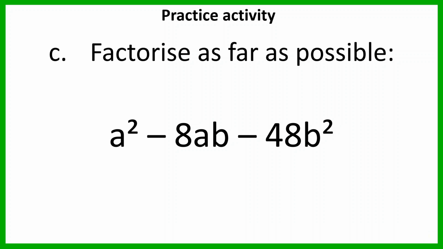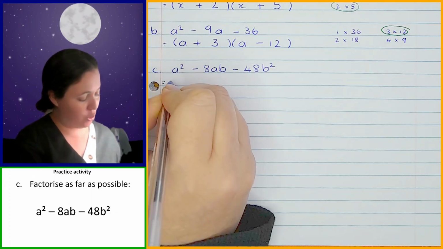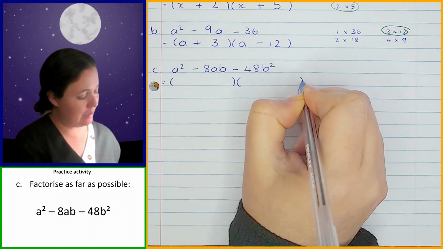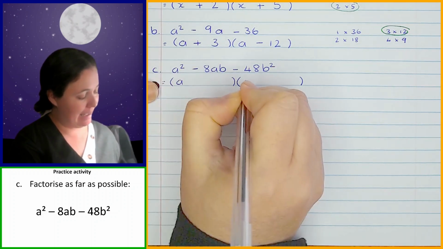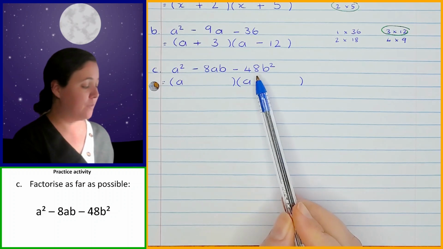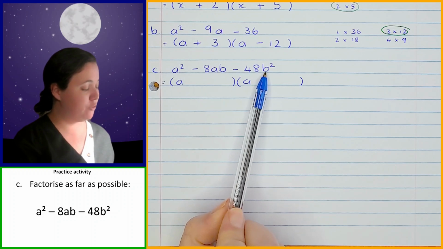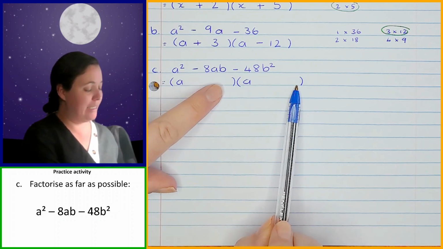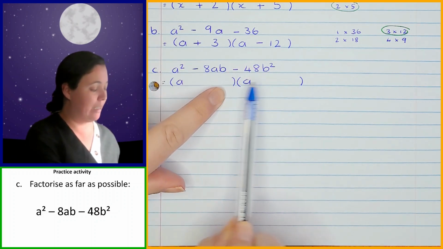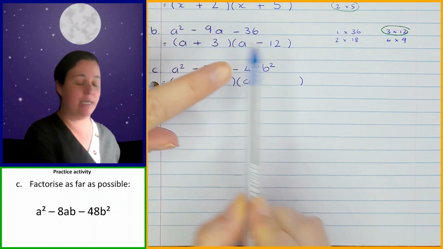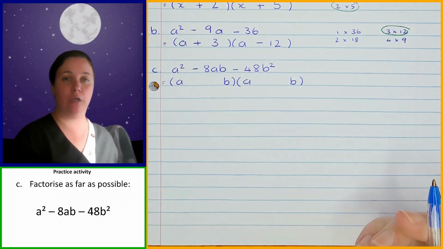Okay, so let's go through that question and see what you should have got. Right, so first of all, I start off by opening my brackets, like that. The first term in each bracket is going to be the square root of a squared, so that's a and a. And then, like I said, we're still going to work out the number part of it the same as normal, but because I've got this b squared, I also have to multiply these two terms together to get 48b squared, which means I have to have a b in one and a b in the other, otherwise I can't get that b squared. Okay, so I'm going to put a b over here and a b over there, and then I'm going to just carry on like normal.